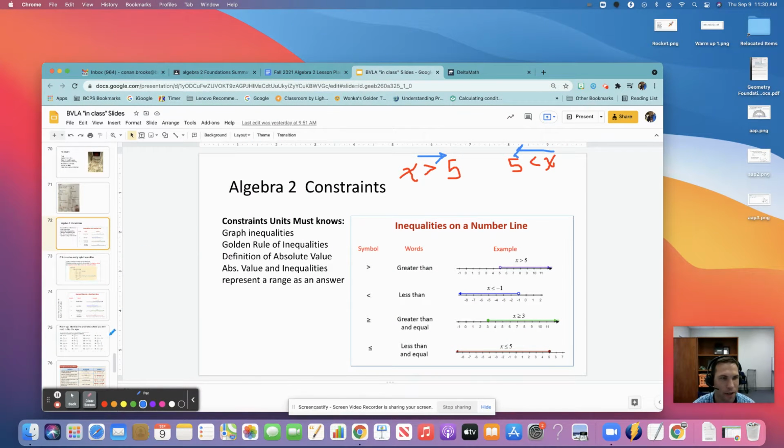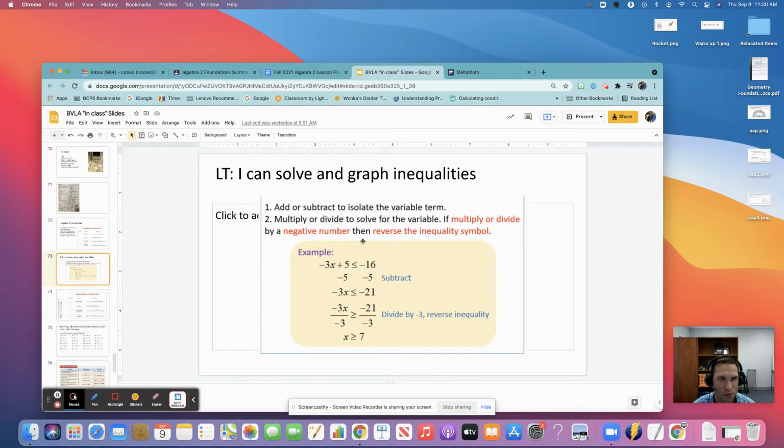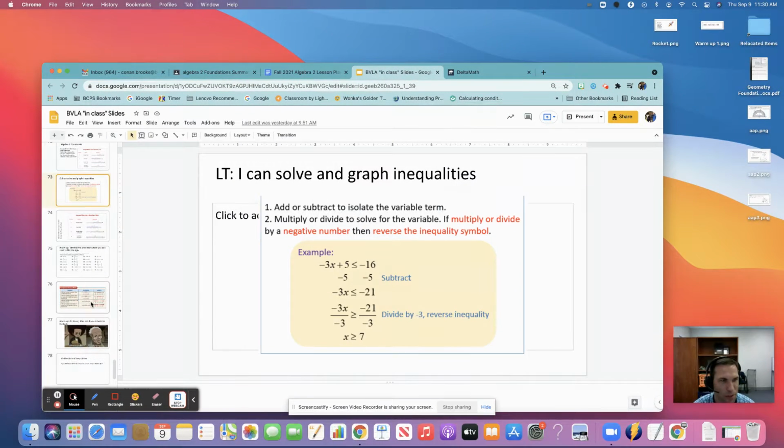And then the golden rule of algebra: you should know that if you multiply or divide by a negative number, you need to flip the sign. I think in class we talked about jumping over 0 on the number line.